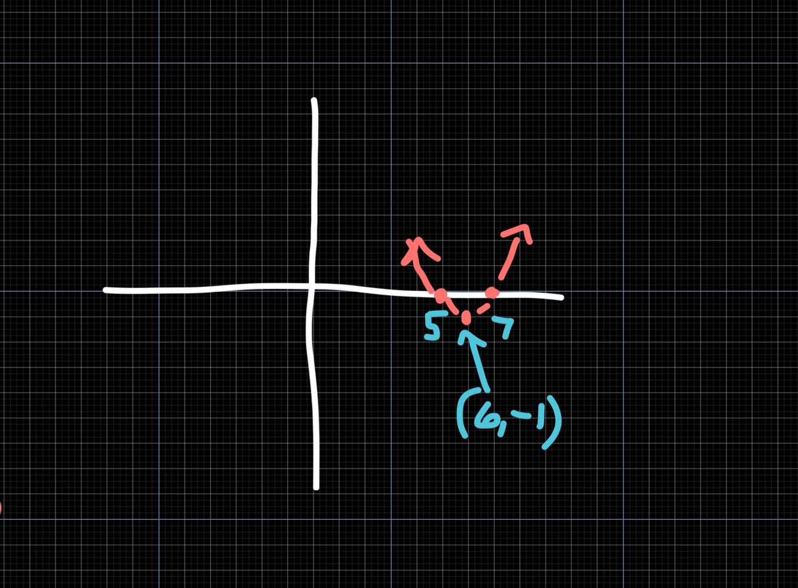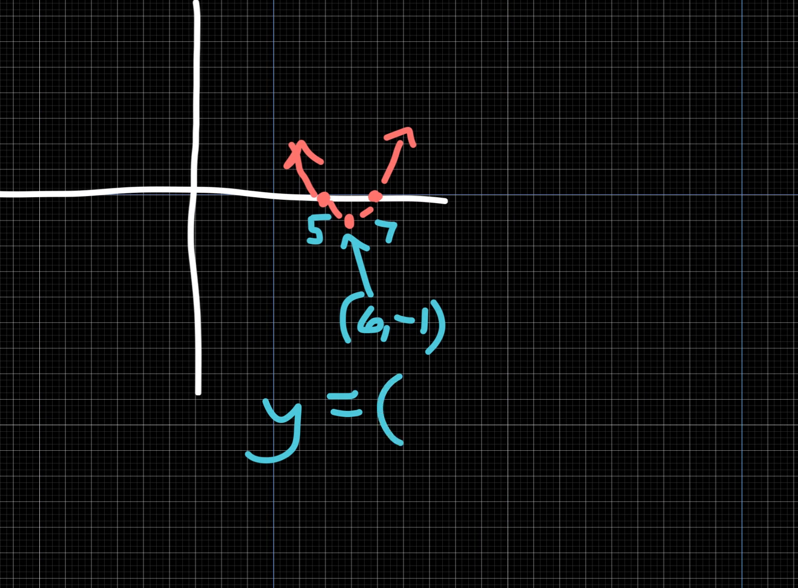Jack Breen, equation in vertex form. Y equals x minus 6 squared minus 1. Yep, there you go. I can tell that the y-intercept would be way up there somewhere.